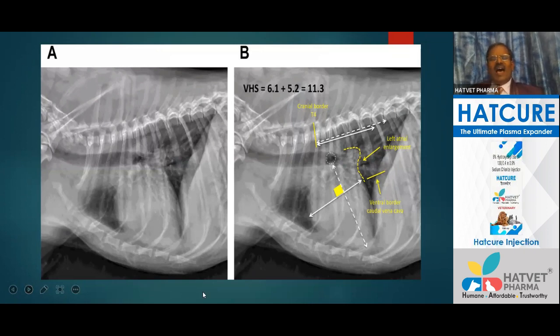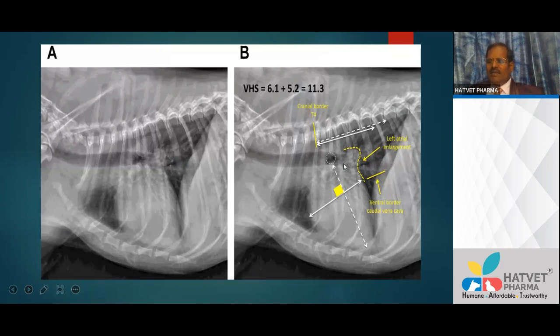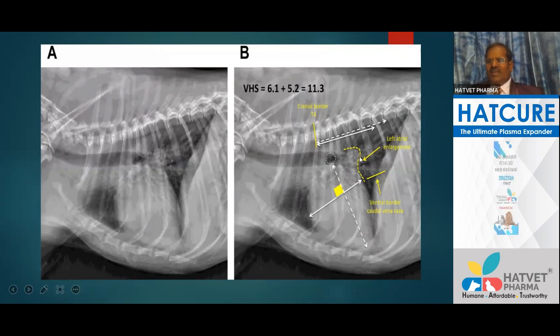hypotension. And what will happen, you can see the left atrium here, the left ventricle here, the right atrium, the right ventricle. So when there is a left atrial enlargement, that will also result in cough. All the valvular diseases come with left atrial enlargement, and the animal will have a cough. In those cases, you have to do an echo, identify the causes, and then treat accordingly.